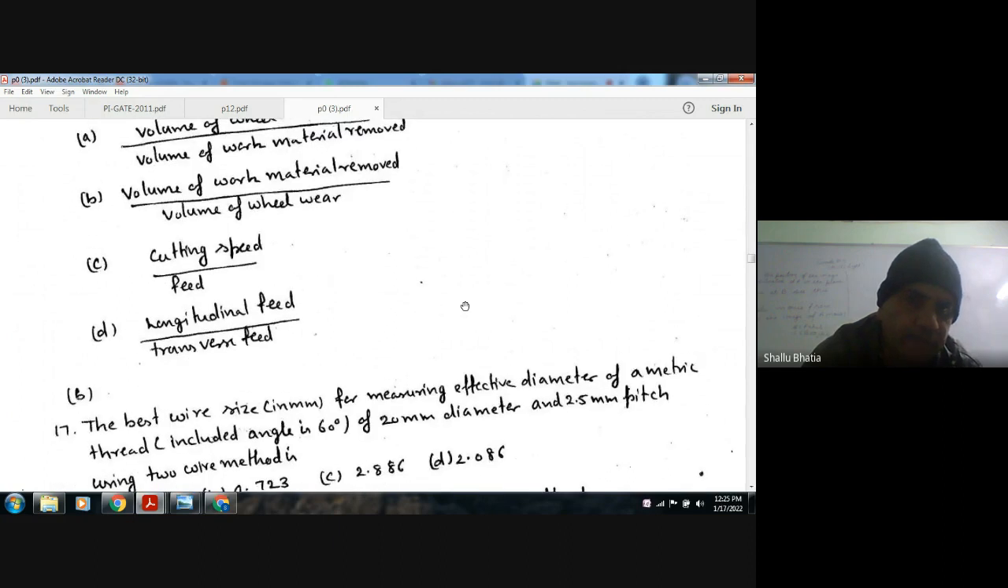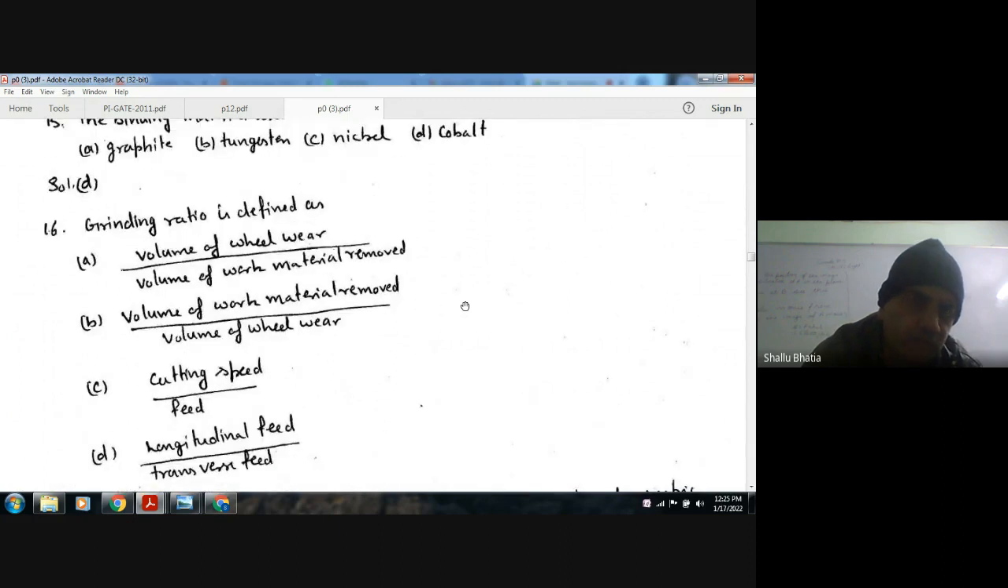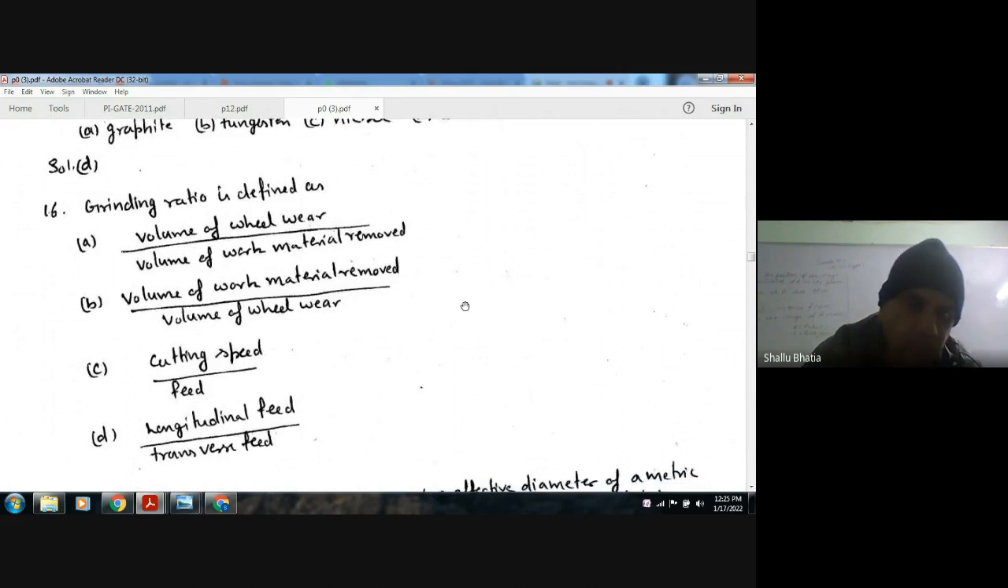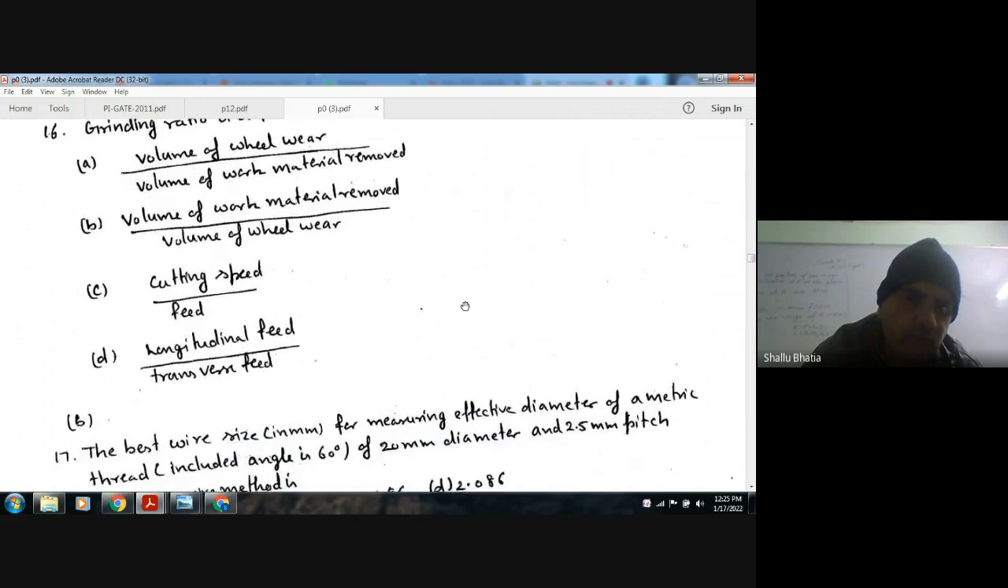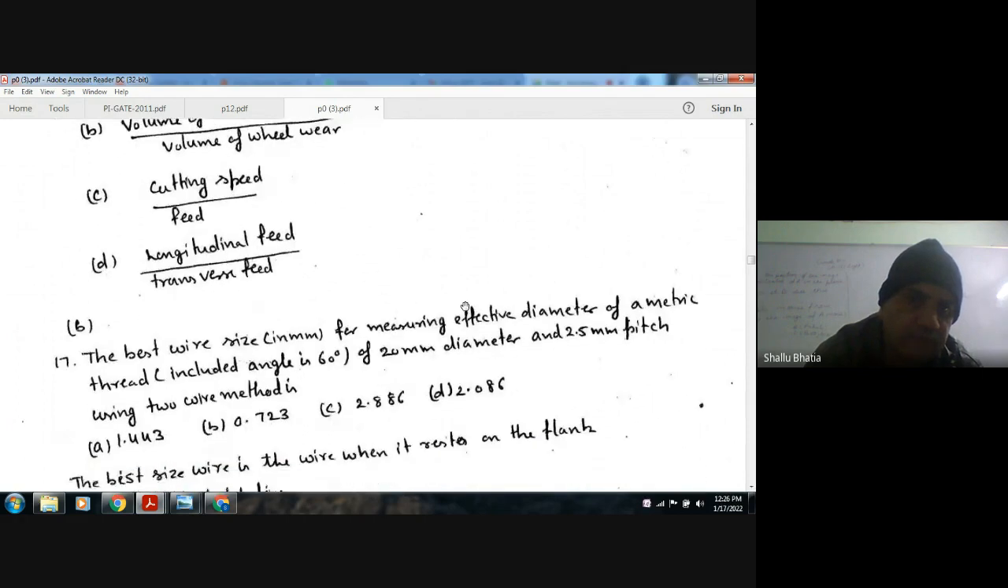The grinding ratio is defined as volume of work material removed over volume of the tool, or wheel, removed. So the answer is B.